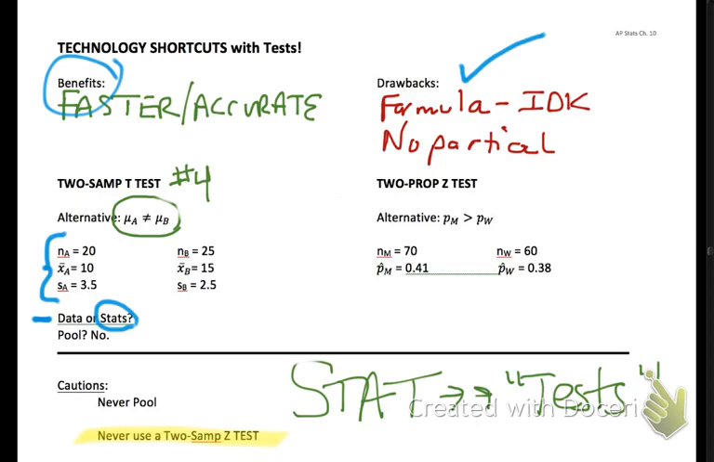So X1 would be the first sample mean, so that would be this group A. So we'll put a 10. The standard deviation is a 3.5. The sample size is 20. The second mean is 15. And the standard deviation is 2.5. And finally, the sample size is 25.